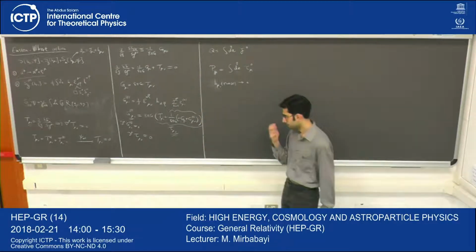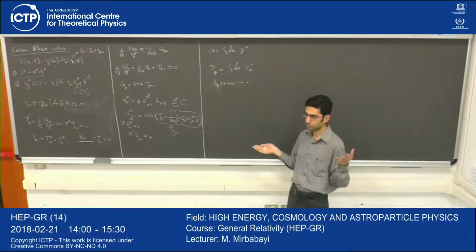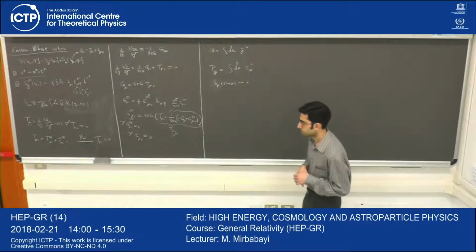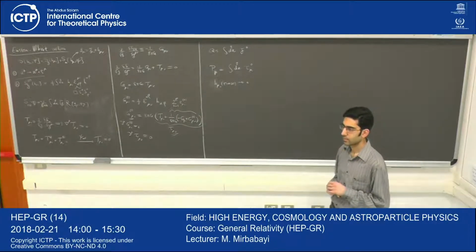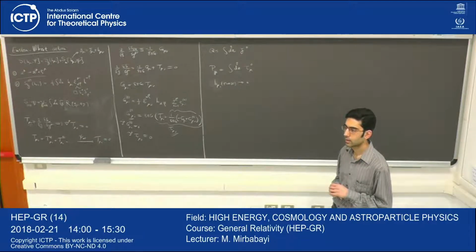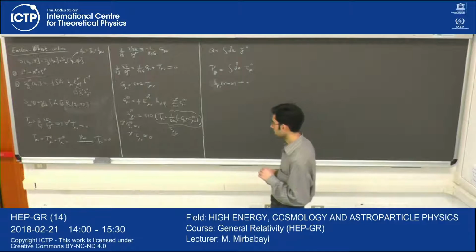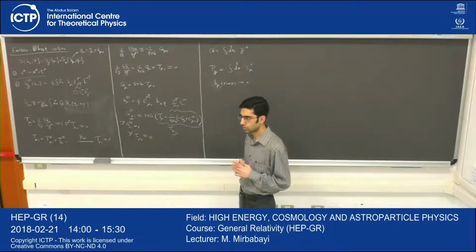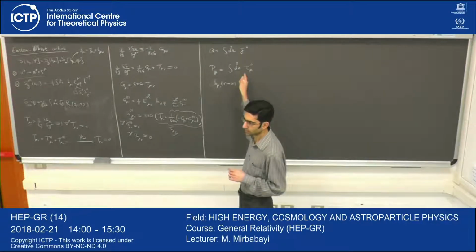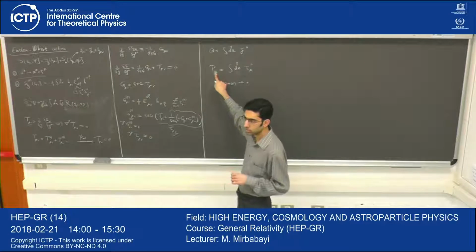So tau mu nu is the sum of the two. In some books, I've also seen something called the Komar energy. Is it related to tau? It's related to these asymptotic quantities that I'm going to define, or I define already. So here this is a 4 vector that I define.